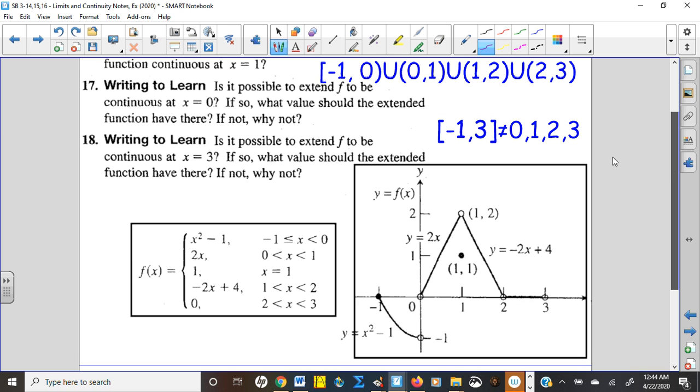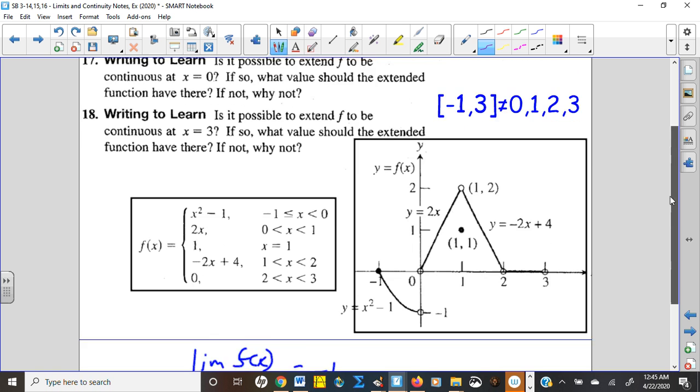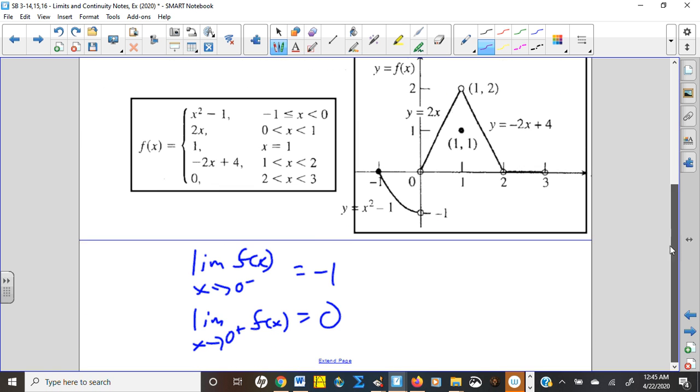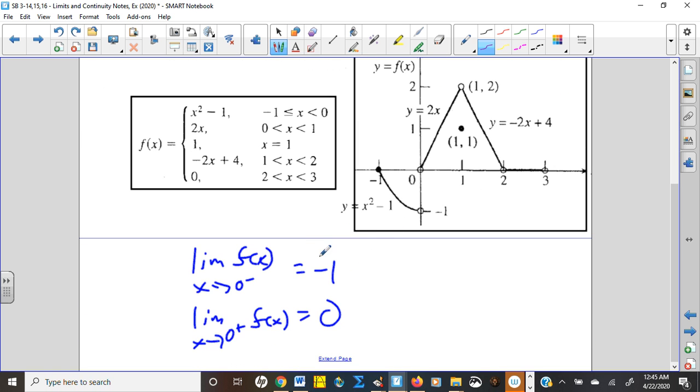So, as far as number 17 goes, is it possible to extend f? So that means fix it to be continuous at x equals 0? And the answer is no. If so, what value should be extended? But there isn't one, and why not? What I wrote for you is kind of the answer. The limit doesn't exist at 0 because the left limit and the right limit don't equal each other.